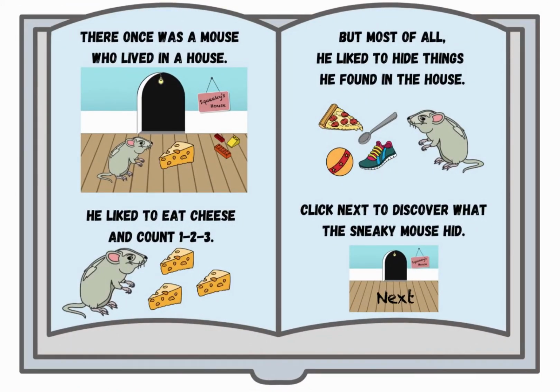The first card you'll see is just a little story to set the stage for the activity. And I like to read it like this. There once was a mouse who lived in a house. He liked to eat cheese and count 1, 2, 3. But most of all, he liked to hide things he found in the house. Click next to discover what the sneaky mouse hid.